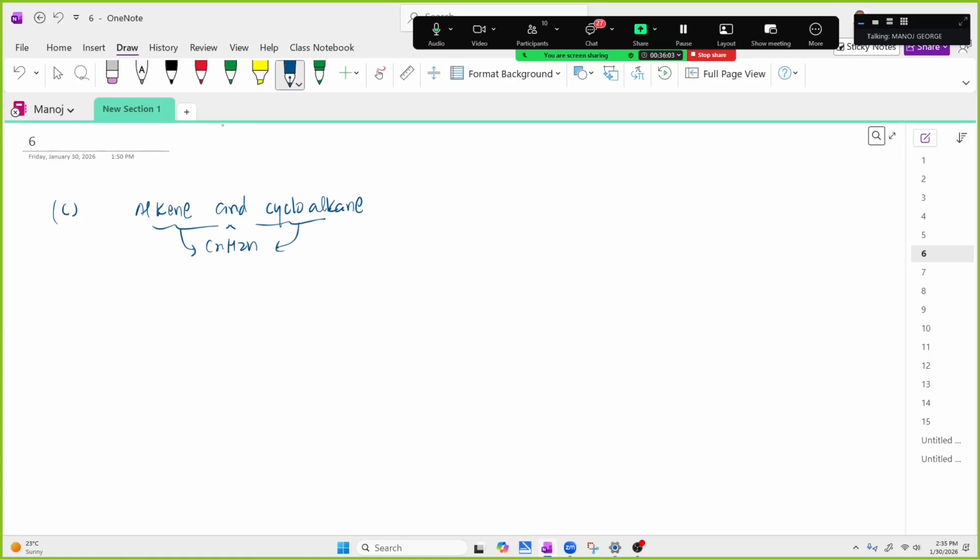Let me give you a very simple example. For example, if I give you C3H6, I can write CH3CH=CH2. You know who this is? This is propene, correct? This is propene, and this is the SKF. Everyone is okay?